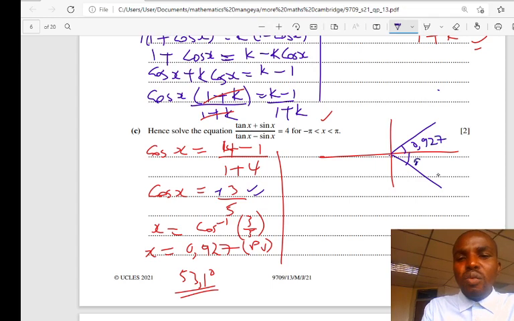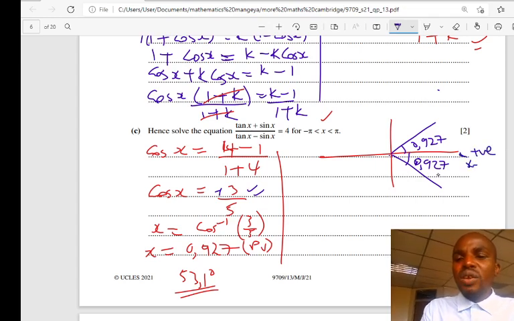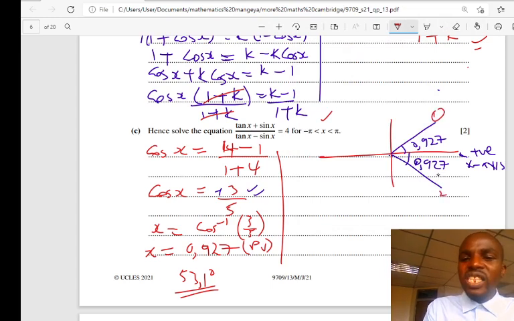0.927 in radians. But if it's in degrees, you put 53.1. But remember to convert back to radians after you found your answer. Then how can you now calculate the angles in the quadrant rule? We have the positive x-axis here. So the angle is from the positive x-axis to the first line, and then the second line. So from the positive x-axis to the first line, that's the first angle that we want.